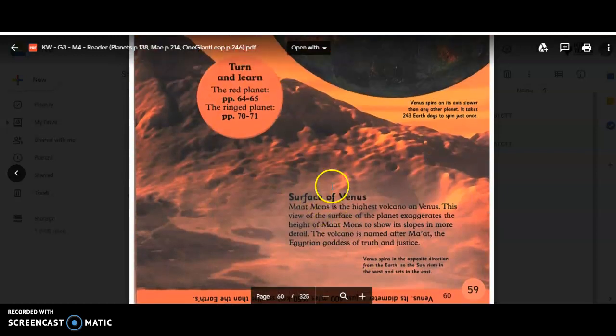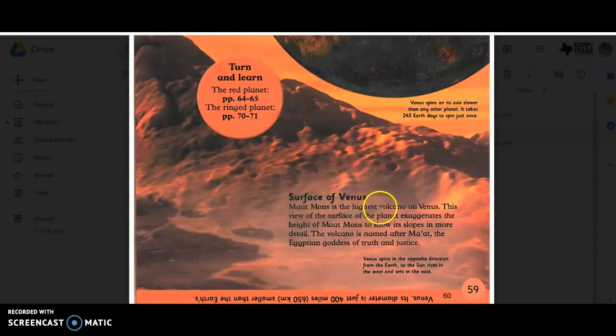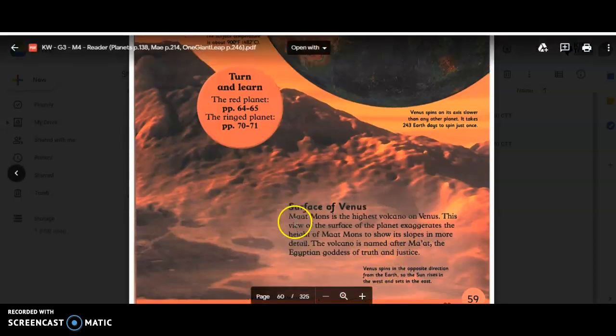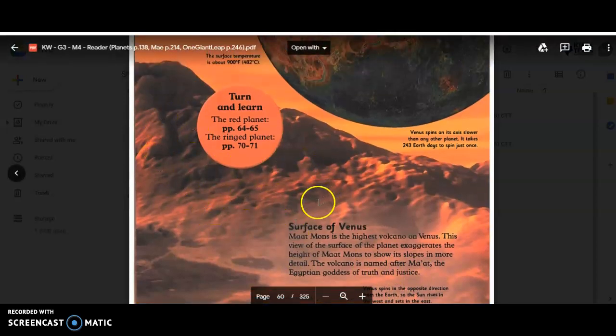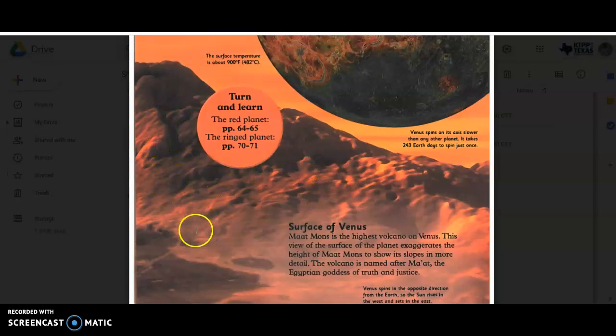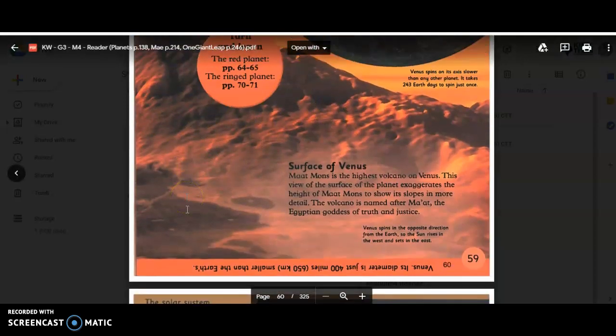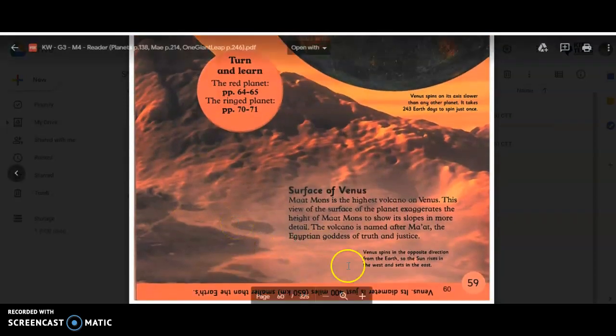Let's look at the next subheading, Surface of Venus. Mount Mons is the highest volcano on Venus. This view of the surface of the planet exaggerates the height of Mount Mons to show its slopes in more detail. The volcano is named after Mat, the Egyptian goddess of truth and justice. So as we can see right here, this is Mount Mons on Venus. This is what it would look like if we were to get a camera on the planet.